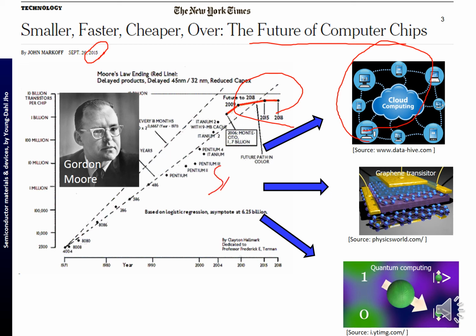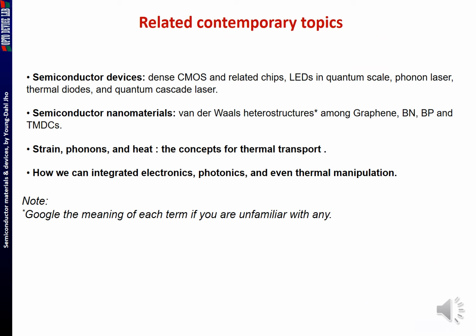Or sometimes we replace materials. For example, silicon can be replaced by some other materials, for example, graphene, whose electronic speed is much higher than silicon. So a graphene transistor, for example, could be pursued, and also quantum computation. We just change the algorithm, and then the related contemporary topics are listed here.